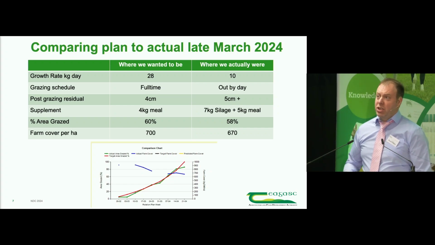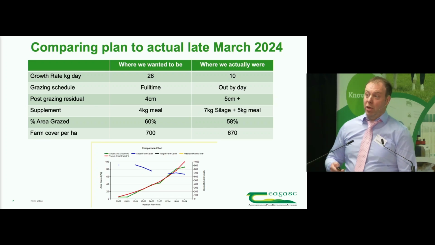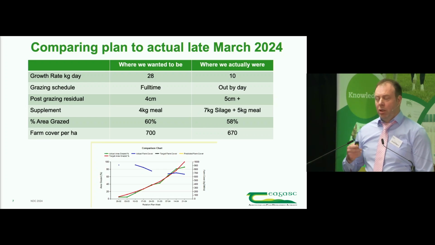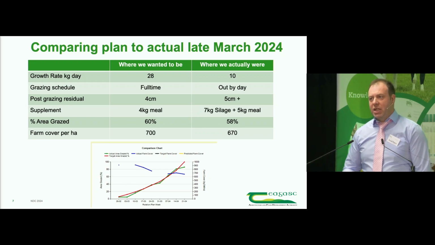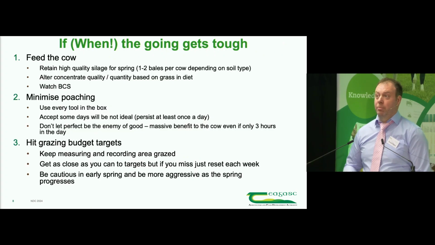Where we actually were this year was sitting at 10 of a growth rate. We were out by day only. Residuals was a real struggle, and there wasn't an awful lot you could do about that. We were in at night, so we had to feed more meal. But critically, at the bottom, our area target grazed and our farm cover was there or thereabouts where we had targeted to be. So where a lot of people maybe threw these things out the window when the going got tough, I'd actually say that they really come into play when you're under pressure.